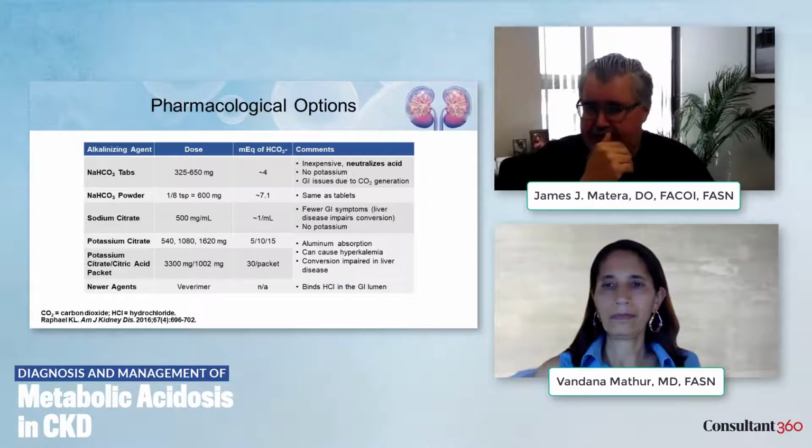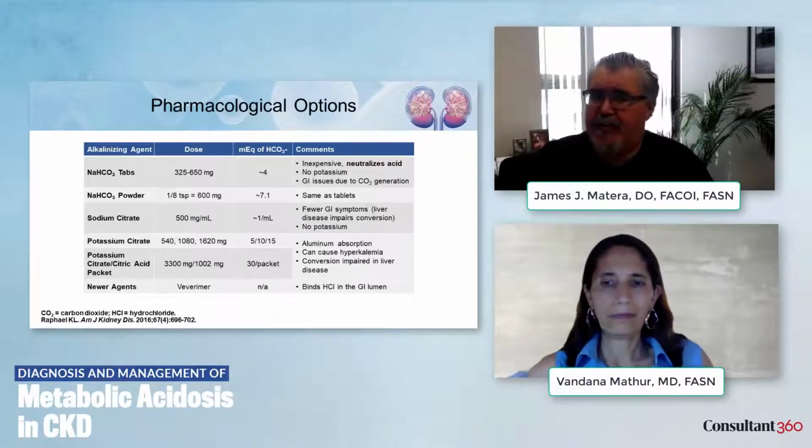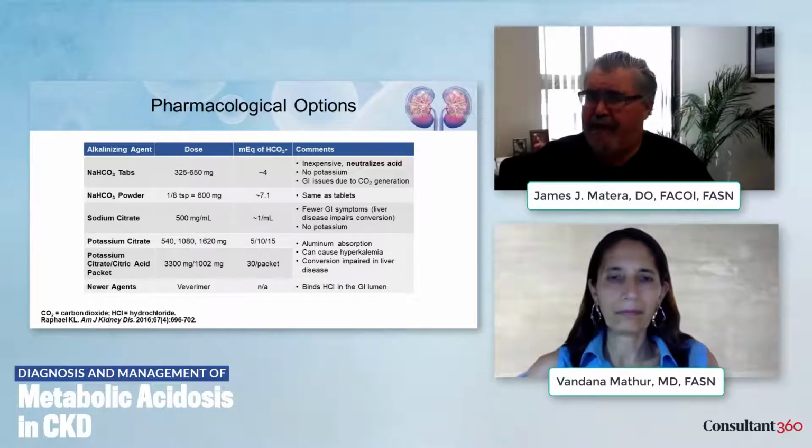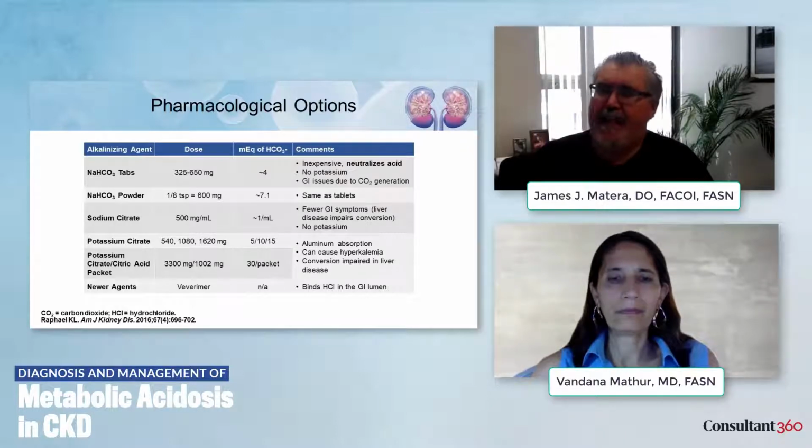So those are the basic tenets, but we do have some newer agents, in particular Veverimer. We don't know right now how many milliequivalents of bicarbonate in this drug, but this is a little bit different because this binds the hydrochloric acid in the GI lumen so that it doesn't get absorbed into the system, where the kidney in these stages of chronic kidney disease can't excrete it.